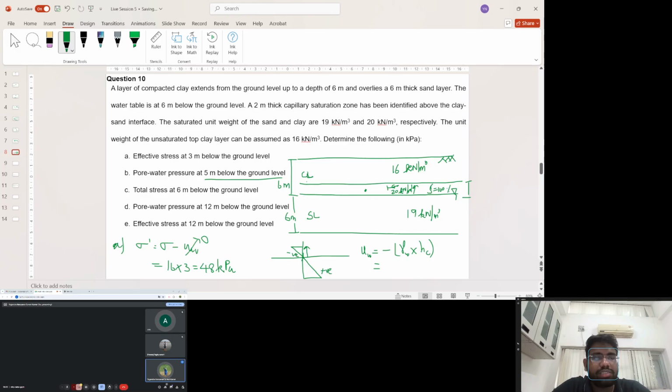Hc is the capillary rise till that point. So here it is 1 meter. We need a total of 5 meters, 6 minus 1 is 5. So minus gamma W, you can take it as 10, and Hc as 1, which gives minus 10 kilopascal. This is for B.